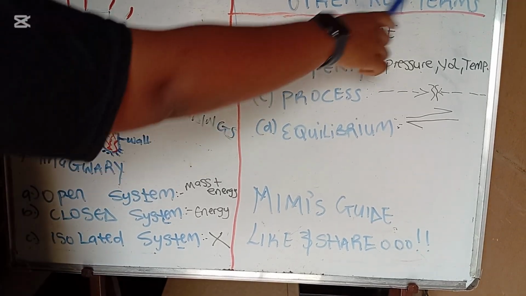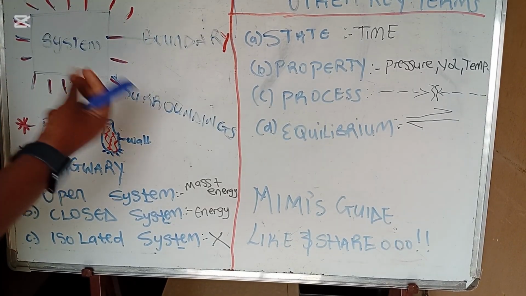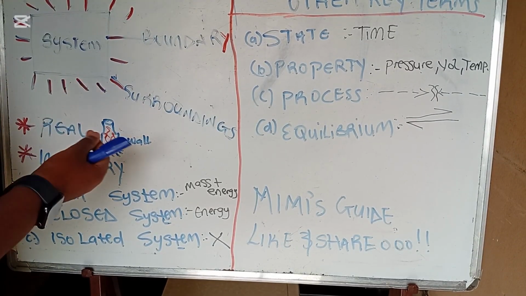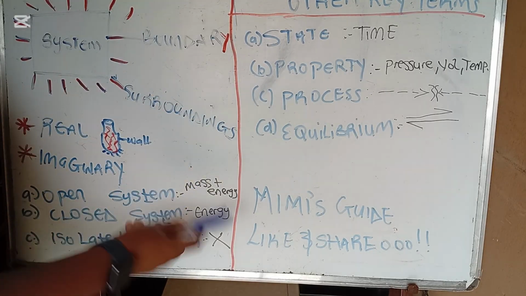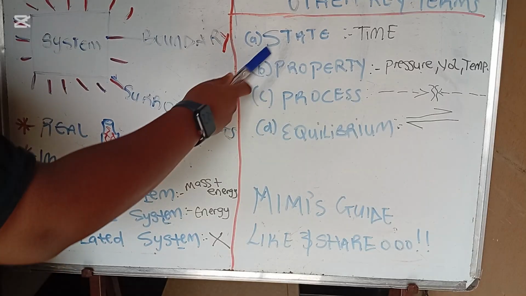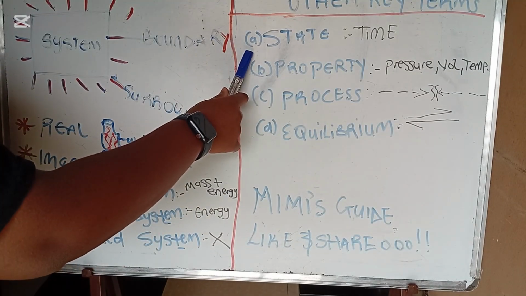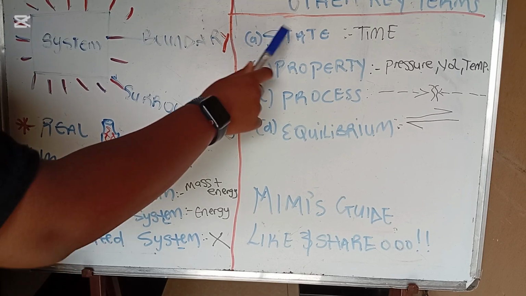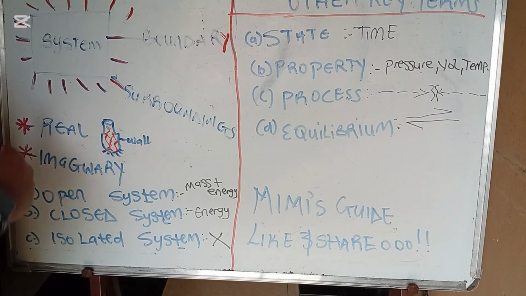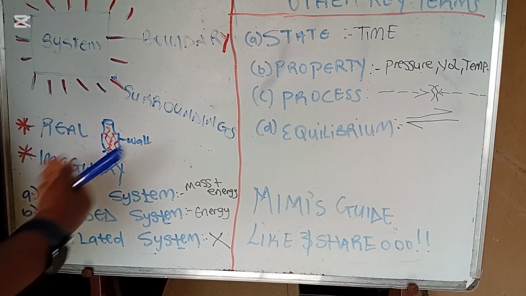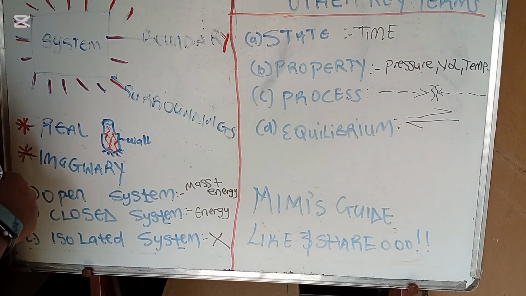Now we have other key terms, because in thermodynamics, if you don't understand some of these basic language terms, how then do you want to go on to more complex terms? So we have other key terms: state, property, process and equilibrium. Under state, what is a state? The state of a system describes its condition at a given time. Is that system open? Is it closed? Is it isolated? What is happening to the system? That is what state is all about.